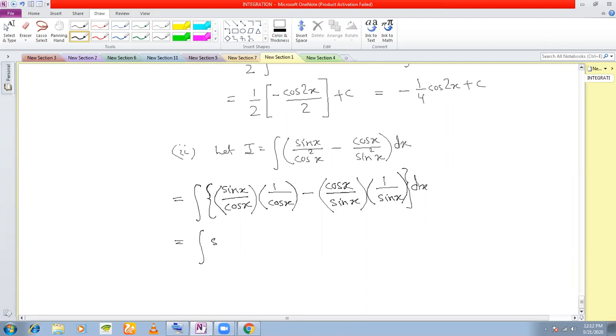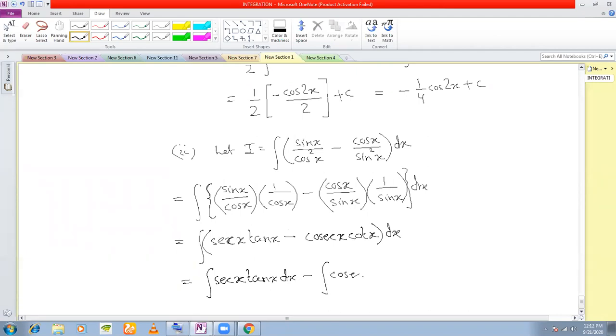So what will this become? 1 by cos x is sec x, and sine x by cos x is tan x dx. Minus cot x, minus cosec x cot x. Okay. Now these two are also standard results, sec x tan x. First separate the integration: integration sec x tan x dx minus integration cosec x cot x dx.